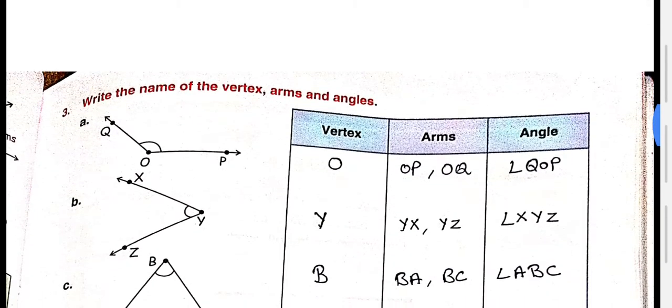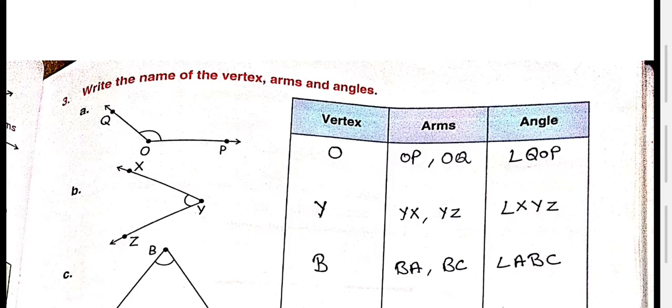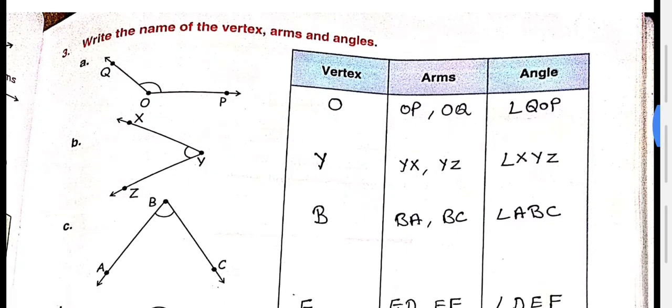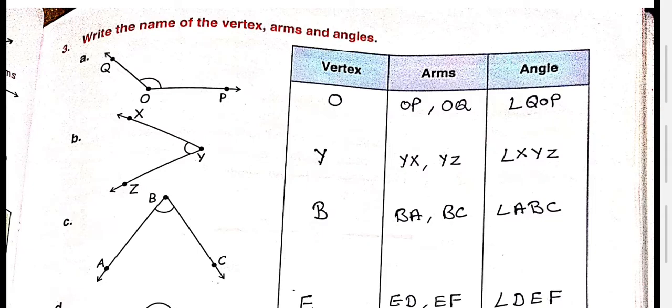Now come to part E. Write the name of the vertex, arms and angles. So in the given table, the vertex is there, arms are there, angles are there. So first you have to make the angle here. The angle given here is QOP.